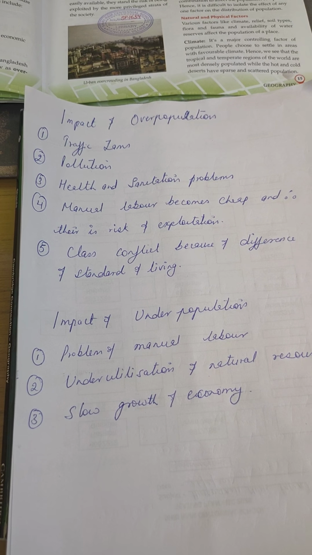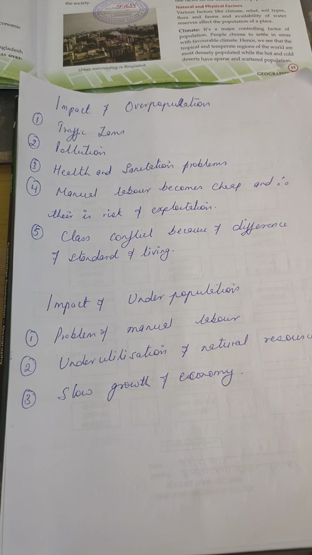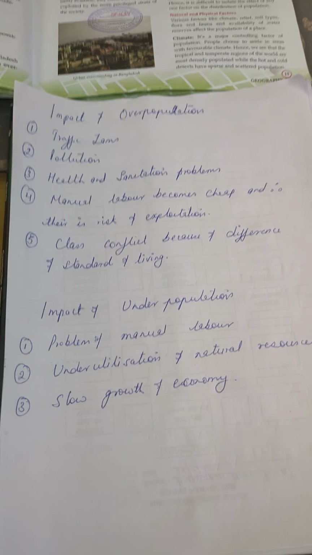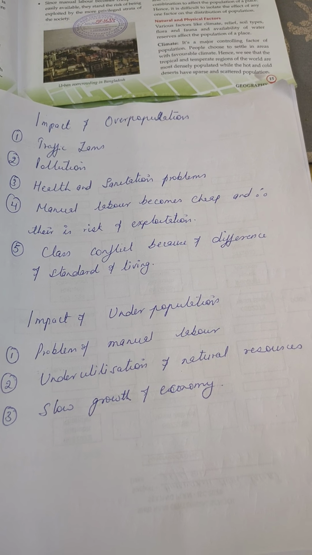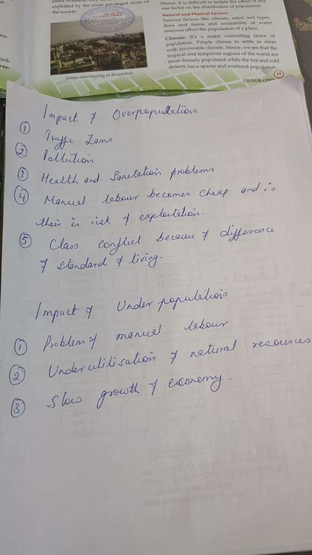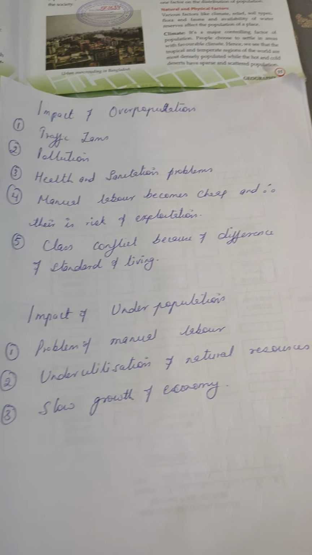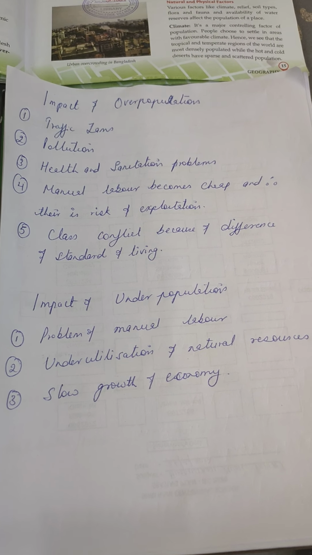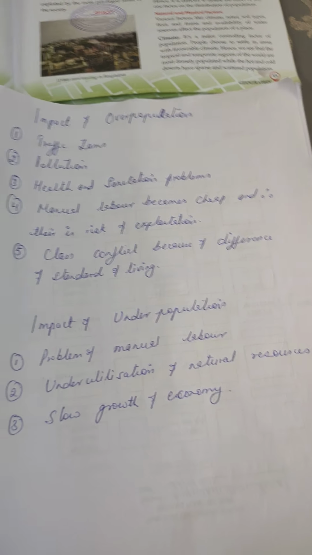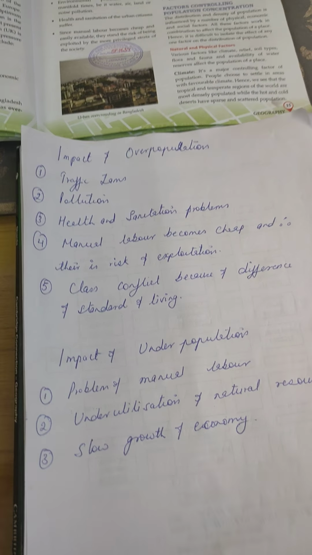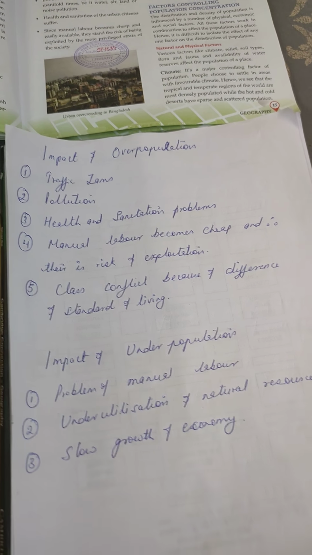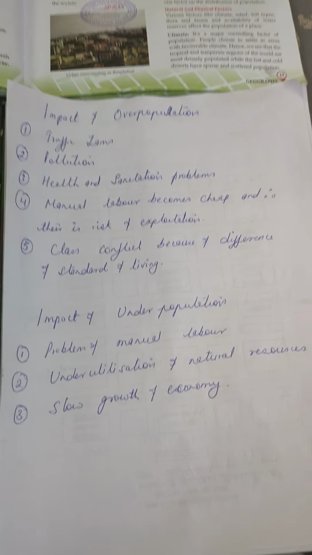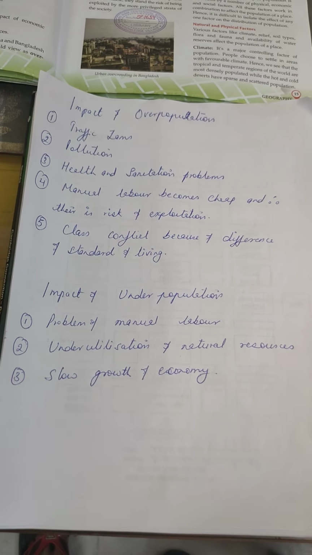Just to quote an example, supposing I need a maid to work at my home, and I have all this work to be done: sweeping, mopping, cleaning of utensils, washing of clothes, and there are 2 or 3 maids coming into my colony, and somebody is ready to work for 2000 a month and somebody else offers me 1500 a month. I would obviously go for the person who is going to do all that work for 1500 rupees. That means I'm exploiting the person who's ready to work at 1500 because jobs are less available. So manual labor becomes cheap, and therefore there is a risk of exploitation.